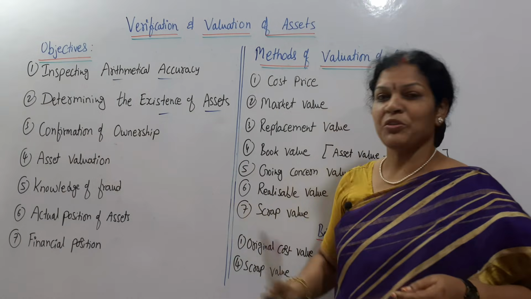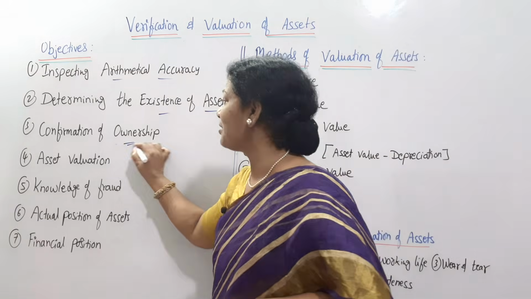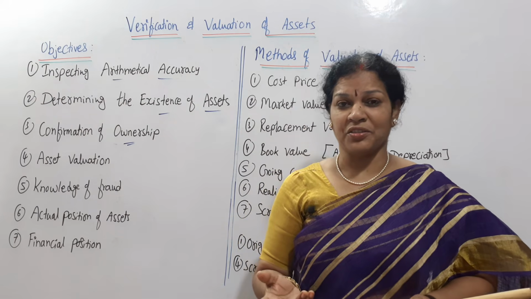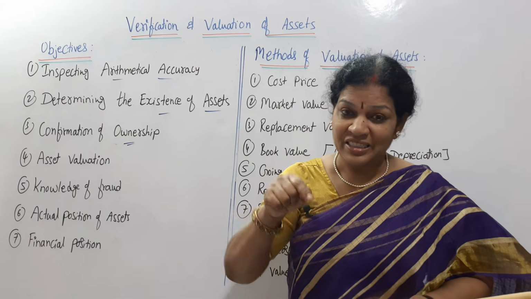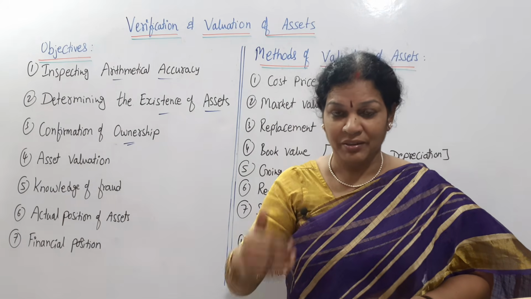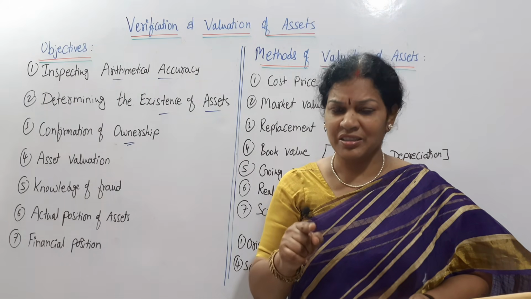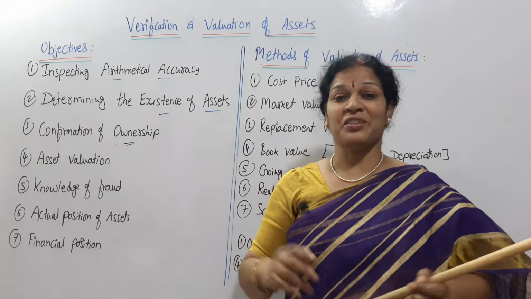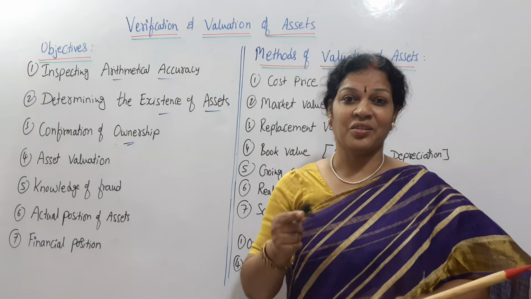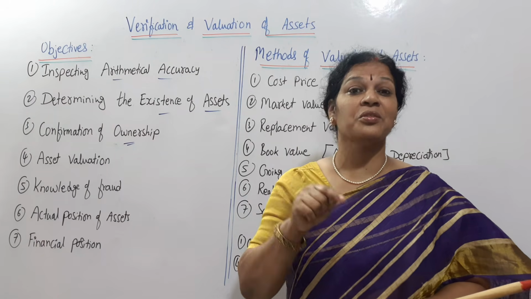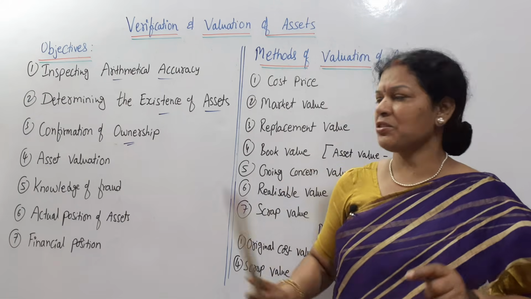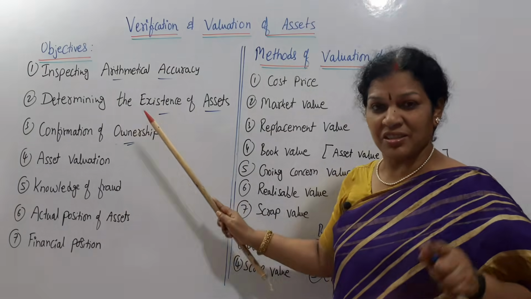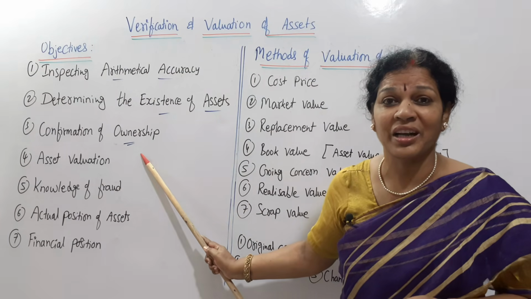Third one is confirmation of ownership. Who is the owner of that asset? There are many assets which are reflecting in the records or balance sheet, but who is the owner? Is the owner the same client or company where he is doing the auditing work? Is he the same owner? Then verified. If ownership is different, then those assets are not related to this company, not related to this firm. That is why the auditor has to check, whenever he is finding assets, the value, also the existence, whether assets are there or not, and then who is the owner of that asset.